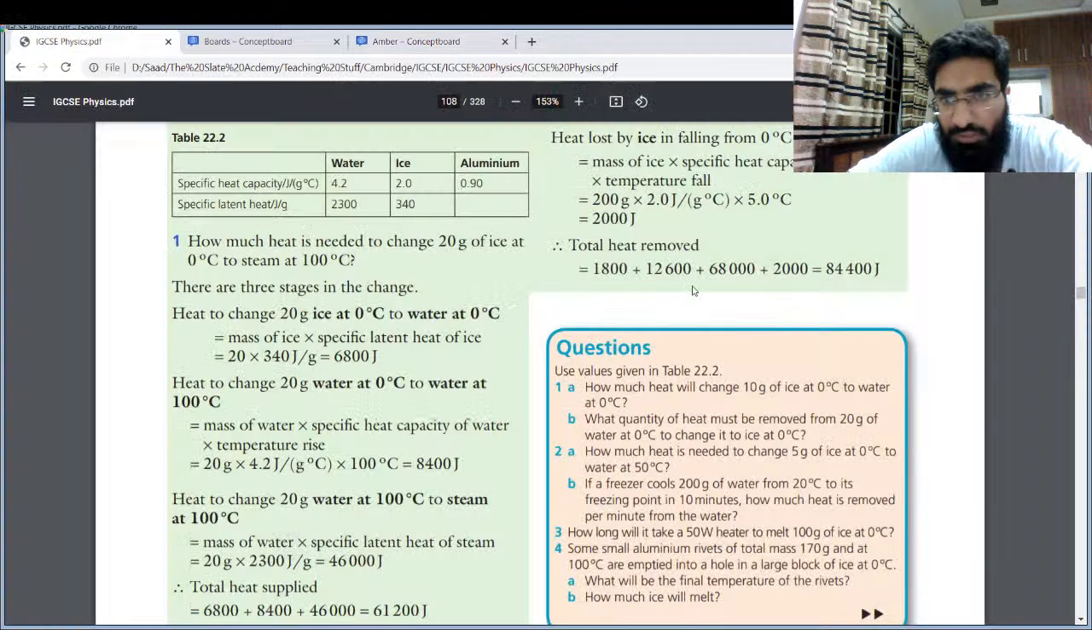Okay, so mass is 10 grams, and for ice, specific latent heat is 340. So 10 times 340 is 3400 joules. That would be the answer. Q is equal to M into L_F, and L_F would be 340. So 10 into 340 would be 3400 joules. Okay, the second one, how would it be done?